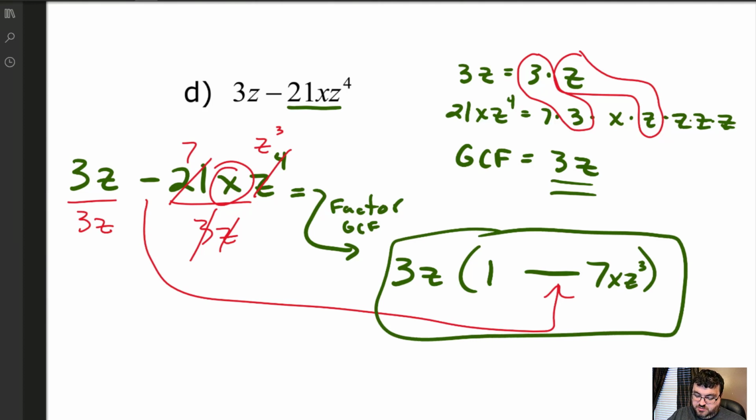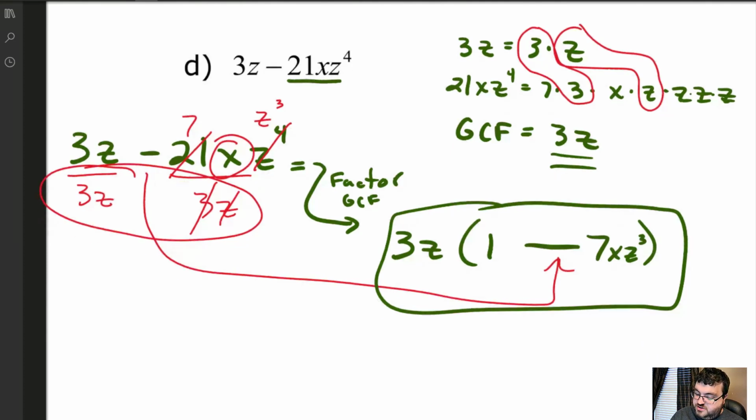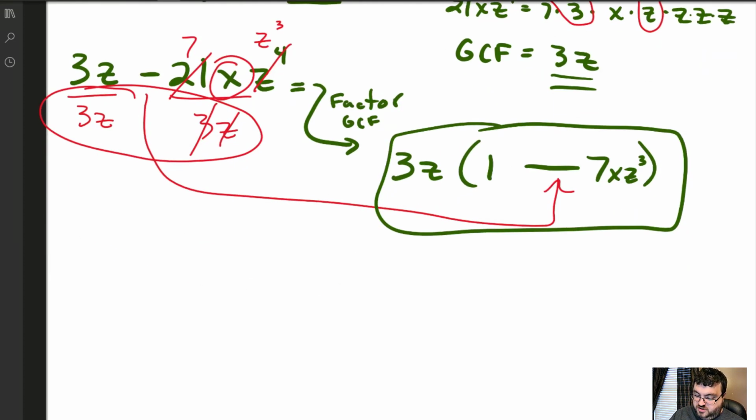And like I said, this part that I've done in red is just my thought process, the stuff I'm doing in my mind, but you're basically dividing out your GCF from each particular term. So what I have circled here will be your final answer. You can obviously clean it up a little bit. I'm just going to write it a little bit cleaner here, but it'll be 1 minus 7xz cubed right there.